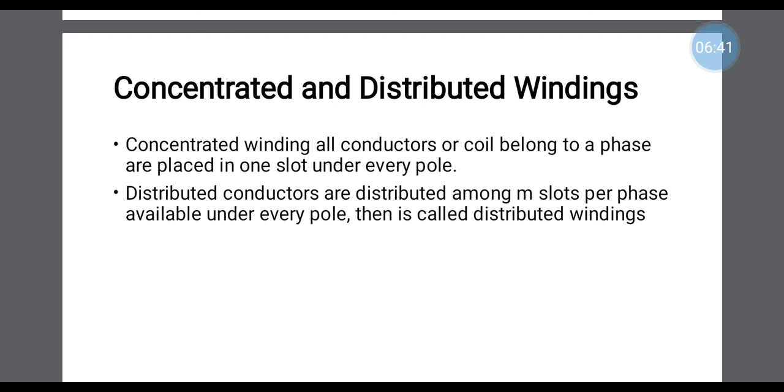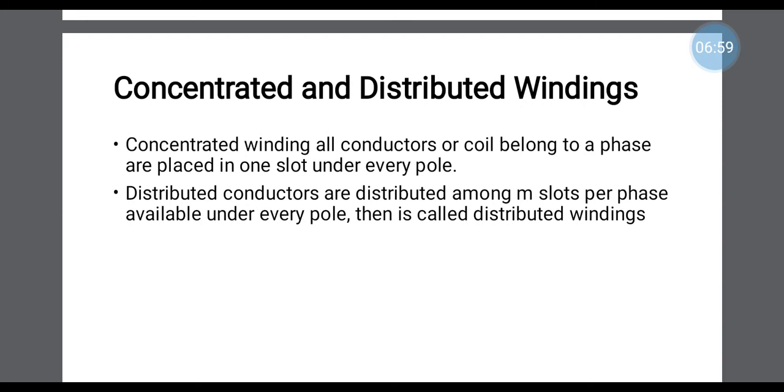So every pole will have different slots. The coils will be placed distributively, that means equally. So then we call it a distributed winding. So we can see one simple example.